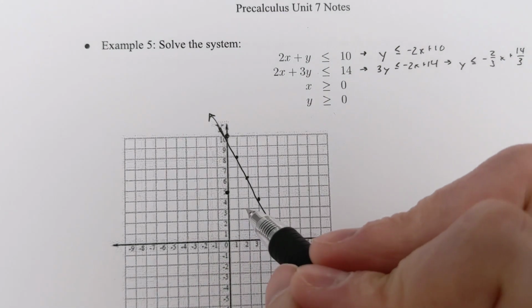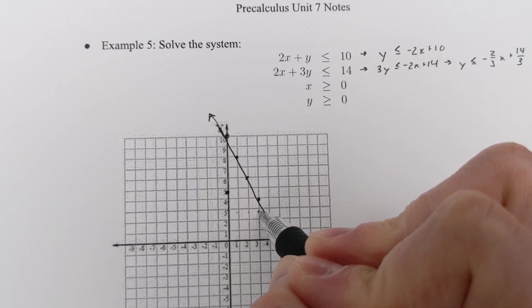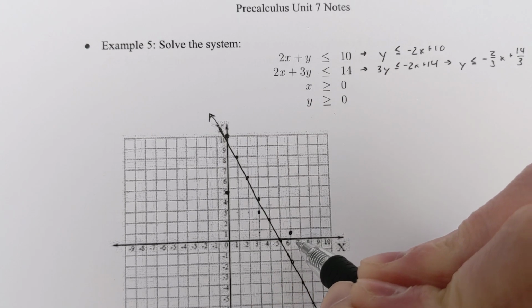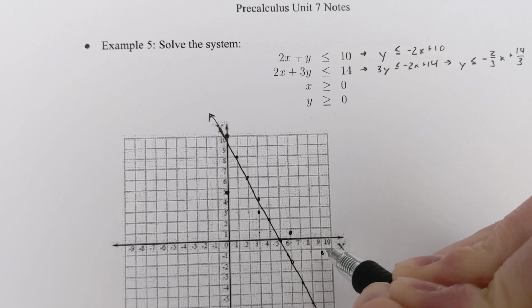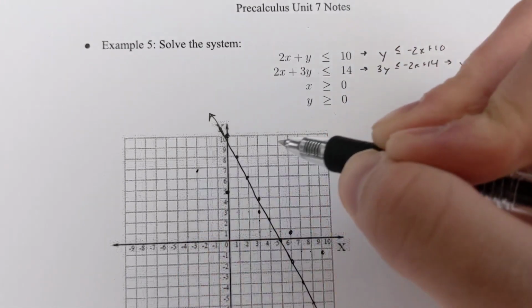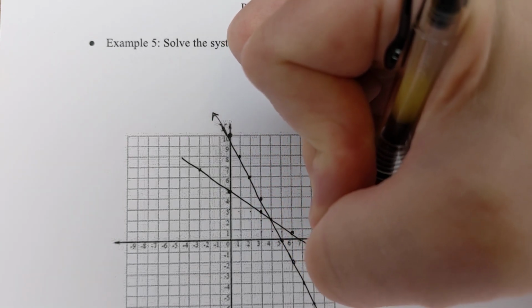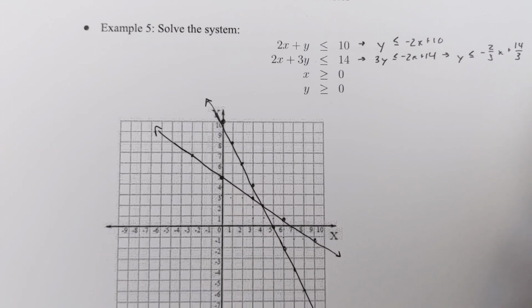Slope of -2/3, so down 2 over 1, 2, 3, down 2, 1, 2, 3, down 2, 1, 2, 3. We go backwards, up 2, 1, 2, 3. There. Also a solid line. Okay. So let's check our shading.